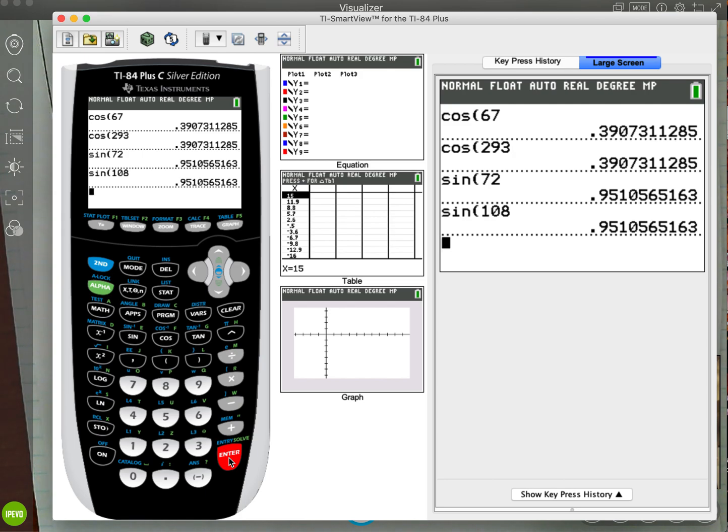Lots of trig stuff today. Let's just keep practicing. We're going to baby step our way through some trig, and you guys are going to be great. Thank you so much for getting this far into 7.4.